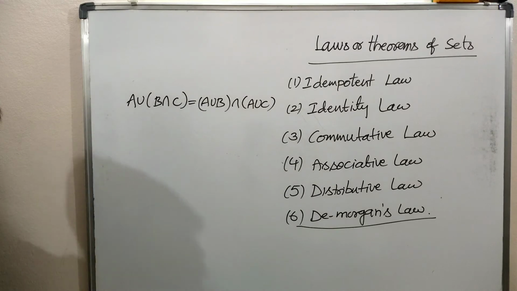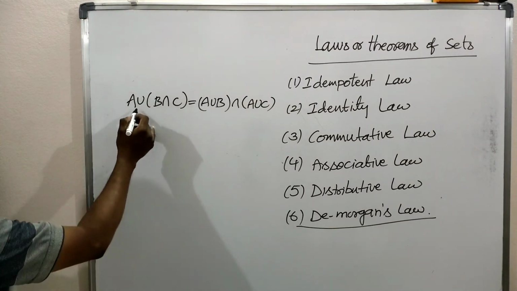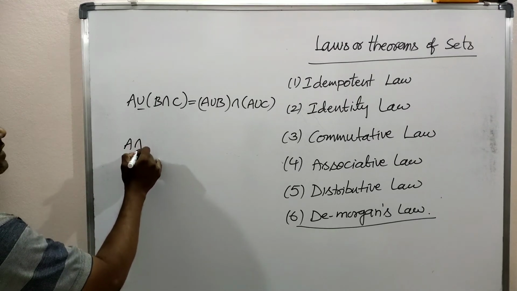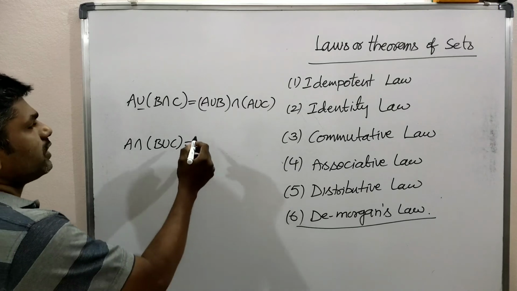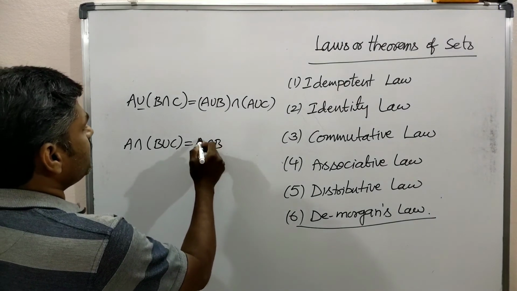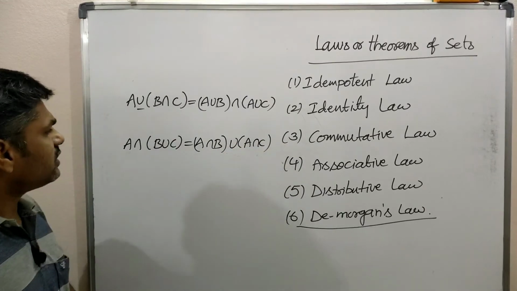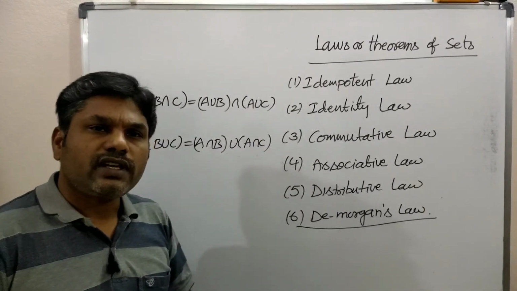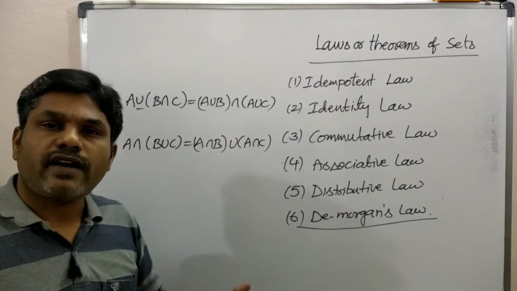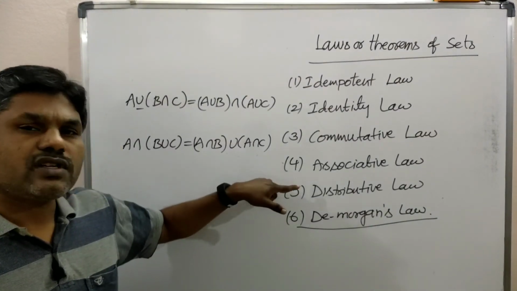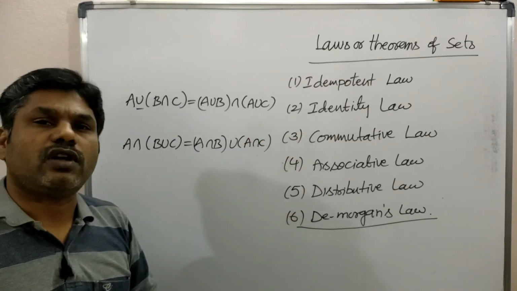And I will change the operation, simple. If you know this, you can write the second one. Instead of union, you will write intersection: A intersection (B union C) is equal to (A intersection B) union (A intersection C). These are the two distributive laws. In these two laws, we will use union and intersection at a time, instead of using union once and intersection once as in commutative and associative laws.